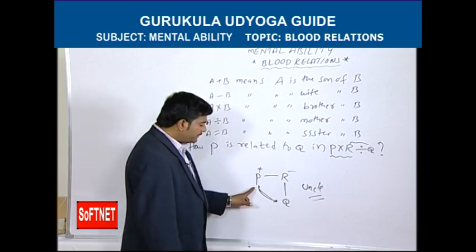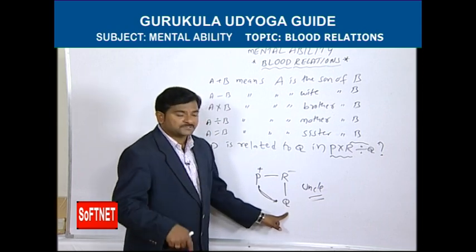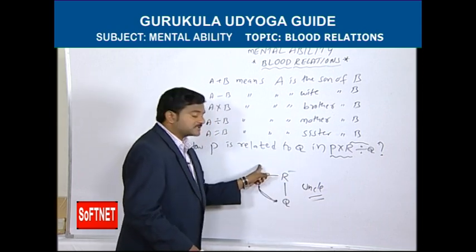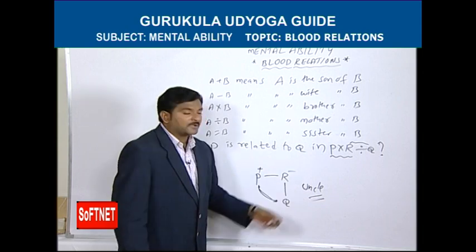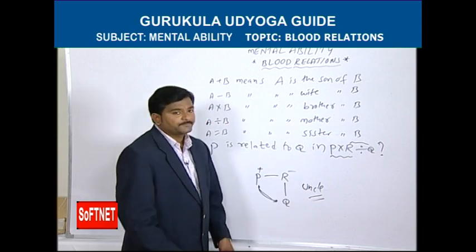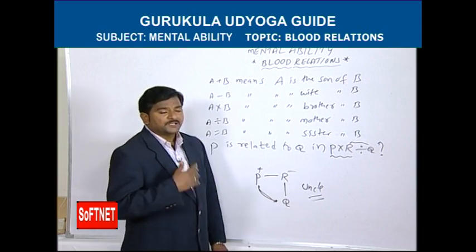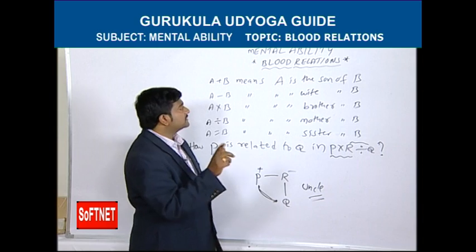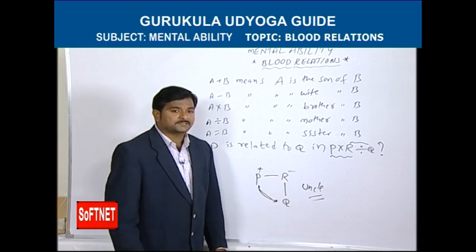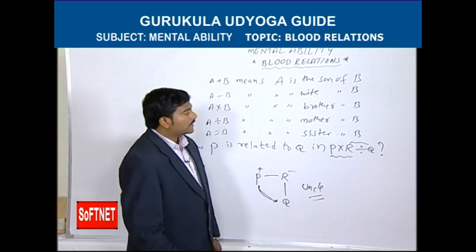How is Q related to P? Think that Q is yourself. My mother's brother. My mother's brother is obviously called uncle here. Okay, like that. What I mean to say is ignore the A and B, only focus on notations. Plus, into, minus, divided by and so on. I hope you understood this model.